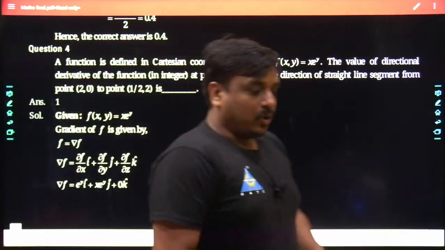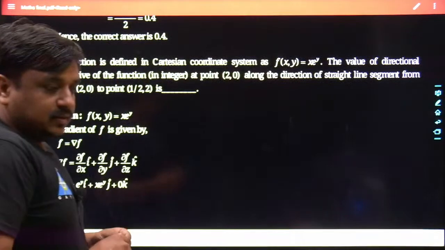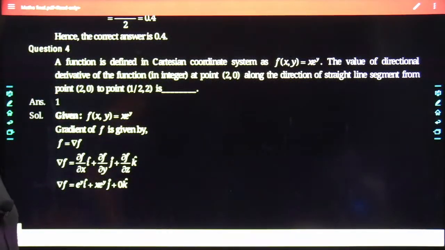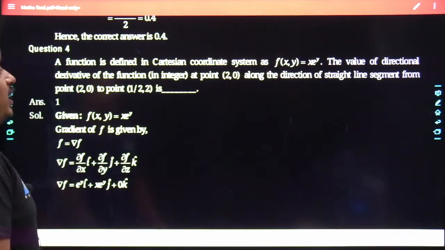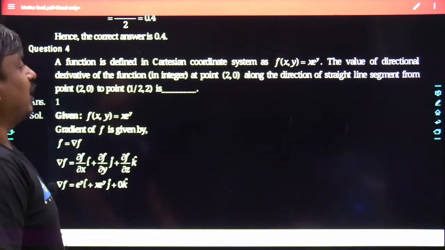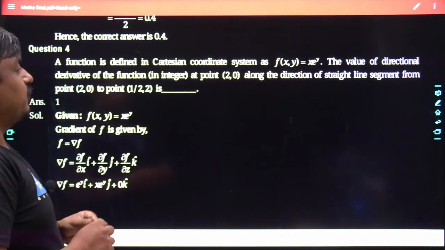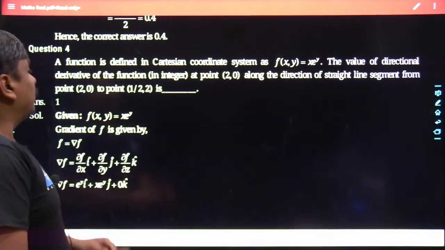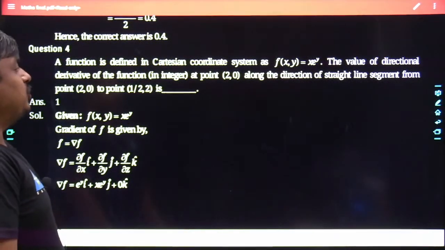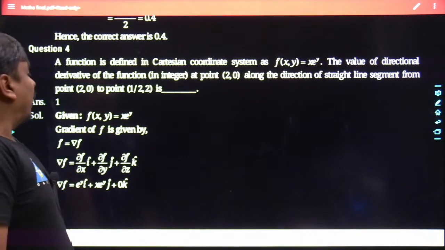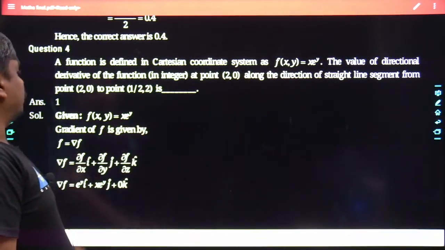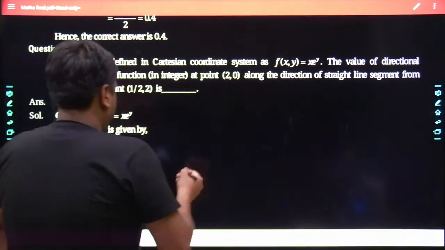Try to read the problem carefully. See what the problem states. A function is defined in the Cartesian coordinate system as f(x, y) = x e^y. The value of the directional derivative of the function at the point (2, 0) along the direction of the straight line segment from the point (2, 0) to the point (1/2, 2) is, and options were given. See, it was a NAT type problem.